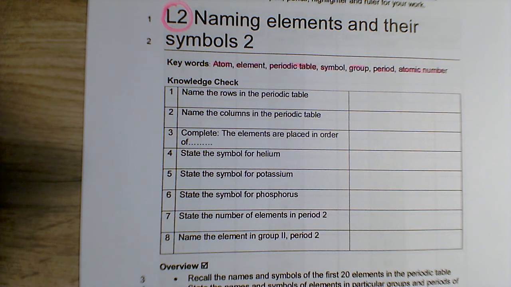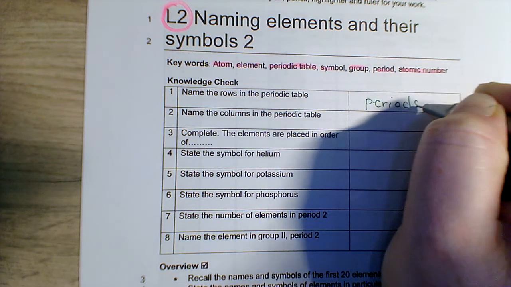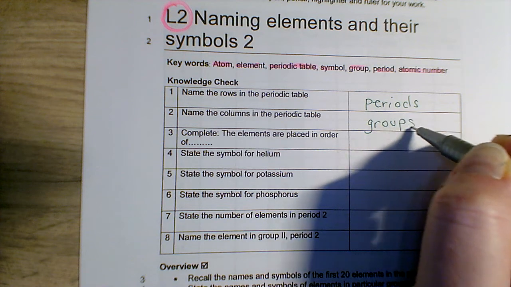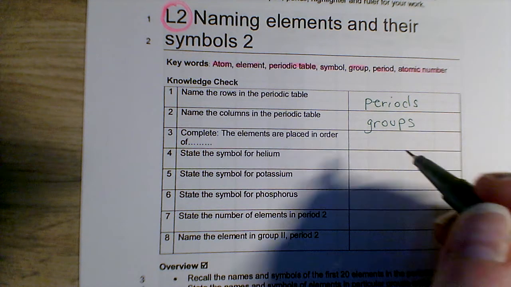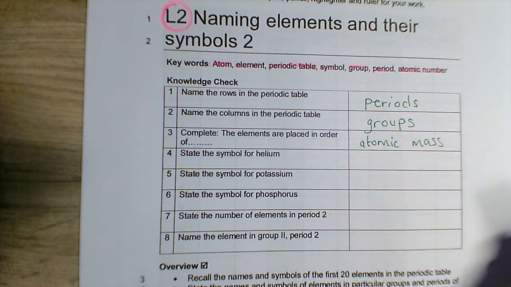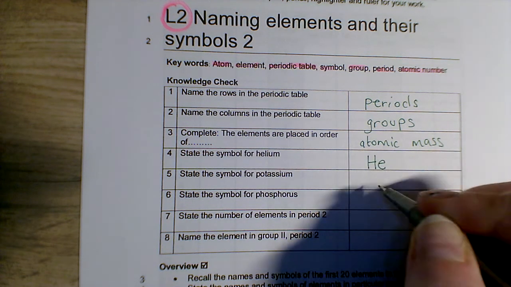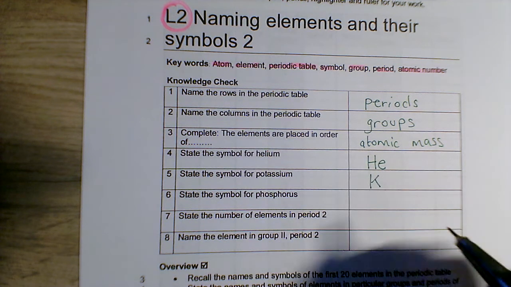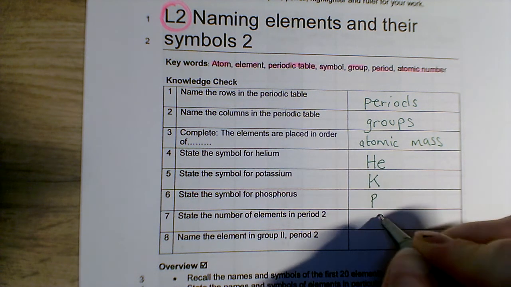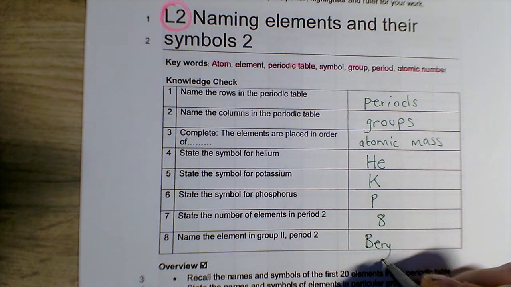Okay, welcome back. I'm going to go through the answers. So, the rows in the periodic table are called the periods. The columns are called the groups, giving you the answer early. The elements are placed in order of atomic mass. The symbol for helium, remembering that it's capital H, small e. Potassium is capital K. Phosphorus is a capital P. The number of elements in period 2 is 8. And the element in group 2, period 2, is beryllium.